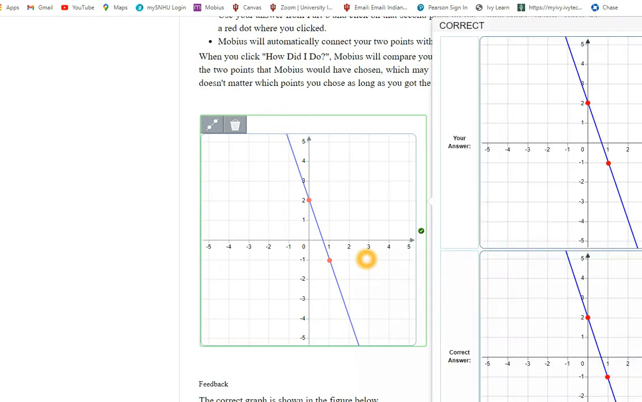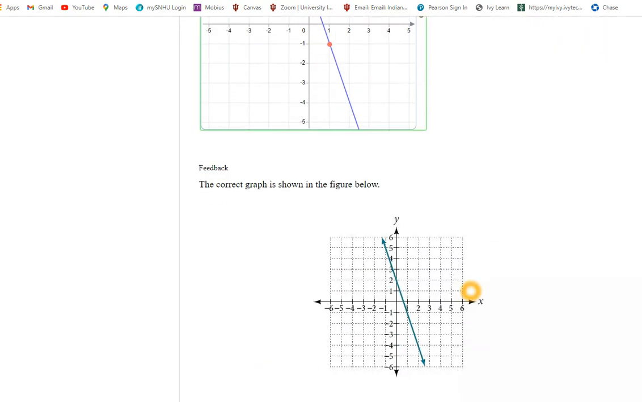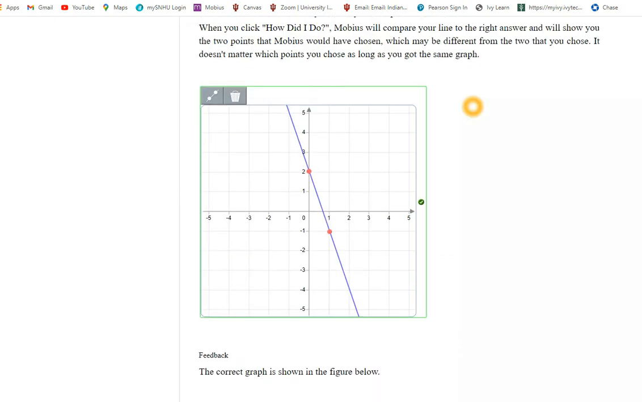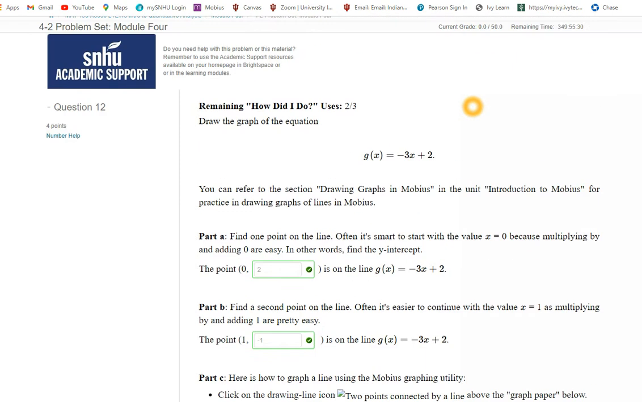But lines go on forever and ever in both directions. So somebody else could have picked x is negative 1, and then that would have given them positive 5, and they could have had a point right there. But it would still be the exact same answer. At least it should be. So anyway, and then they show you the correct graph down there. So hopefully that helps you with how this whole tool works. So have fun.